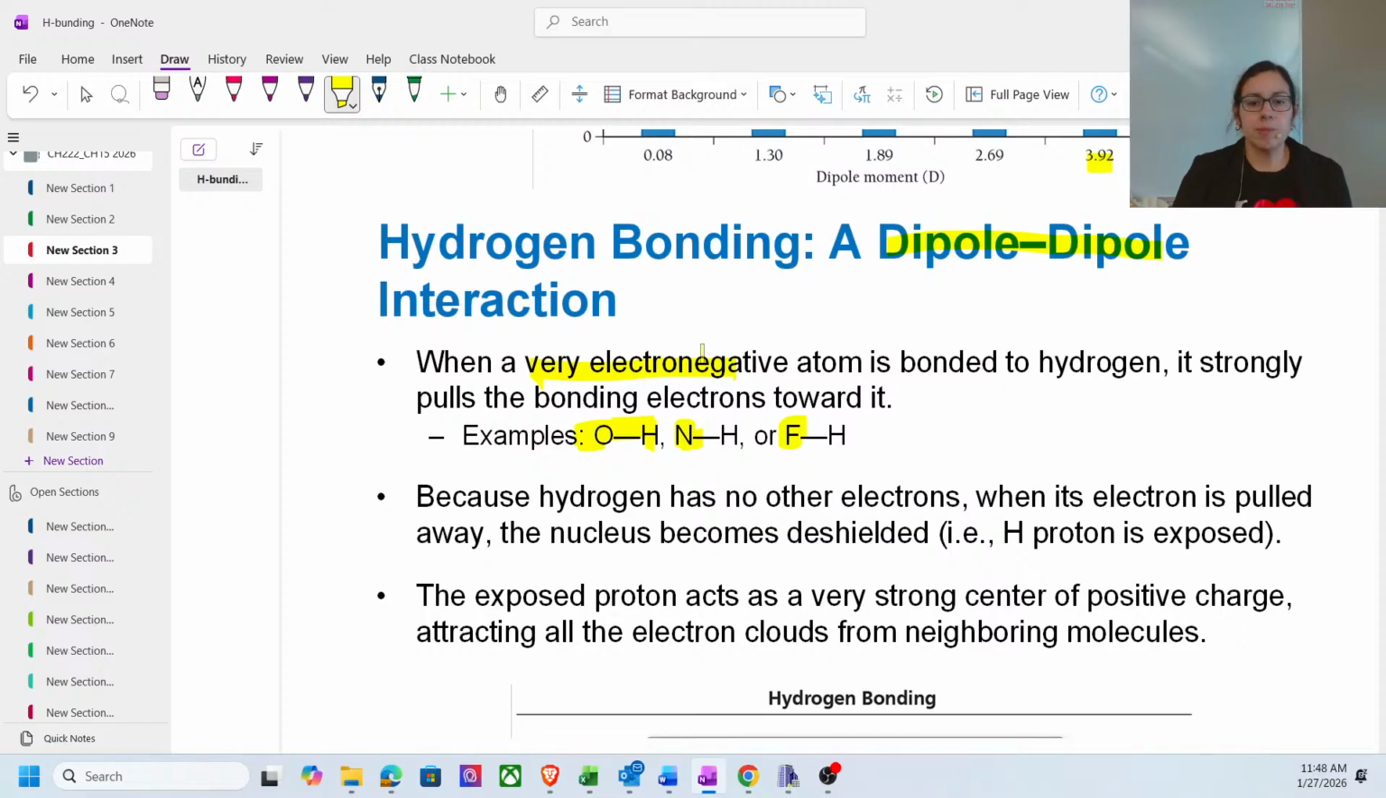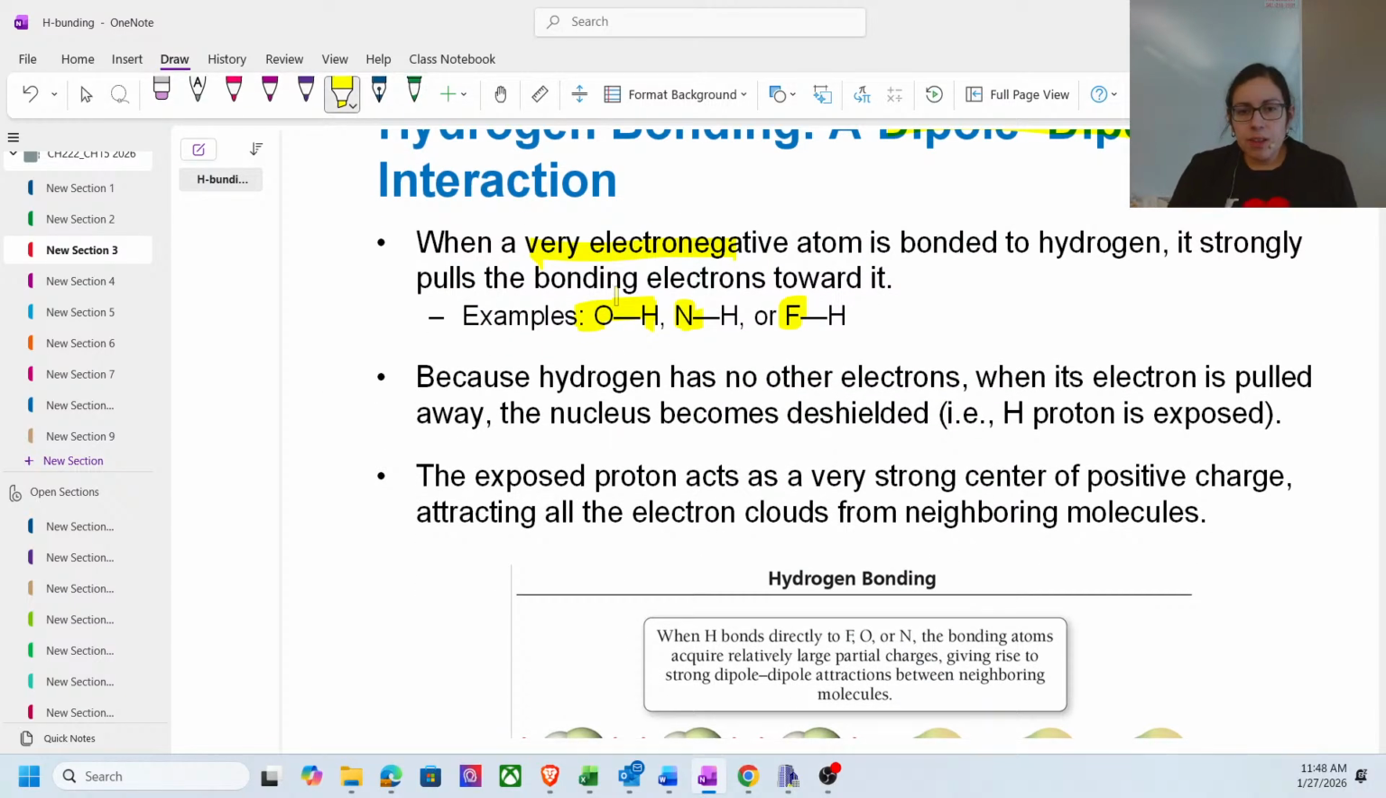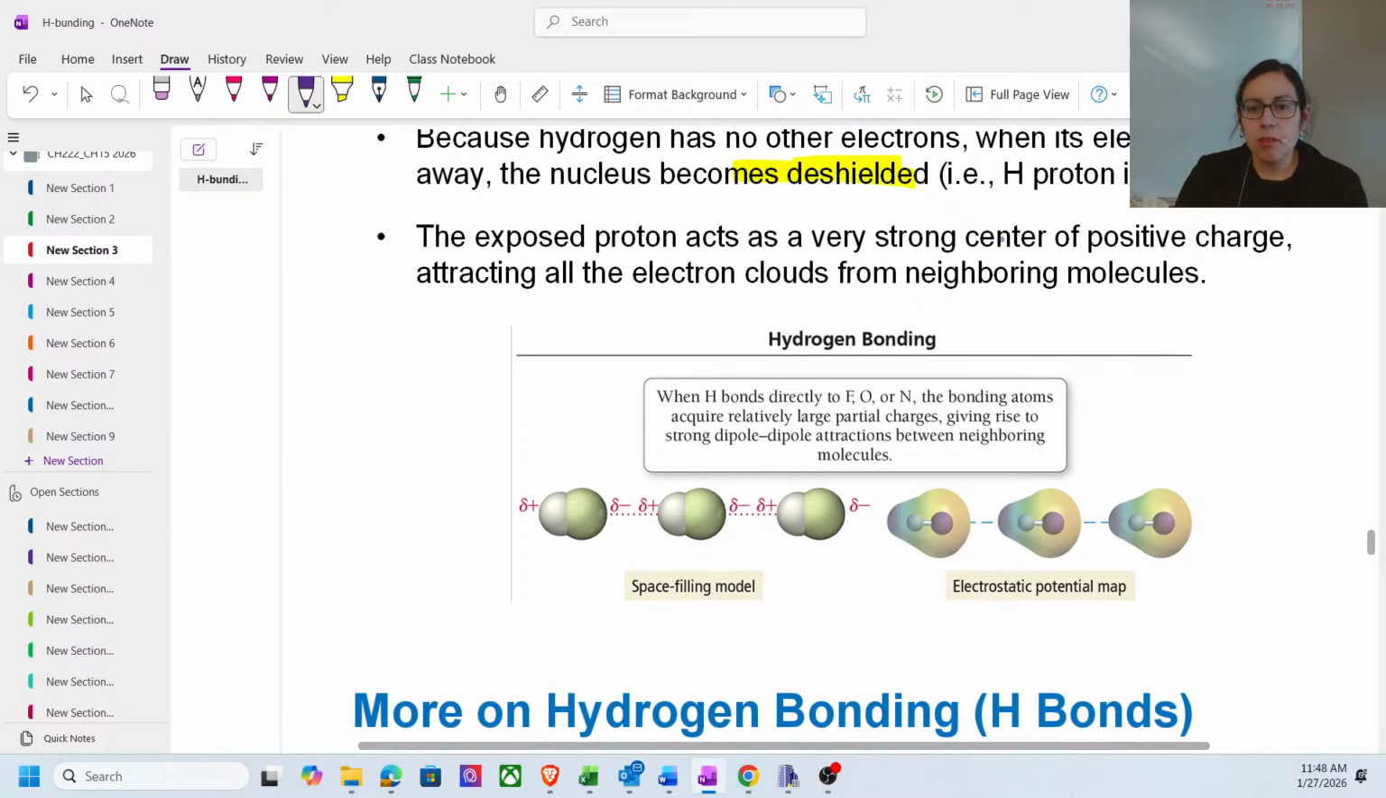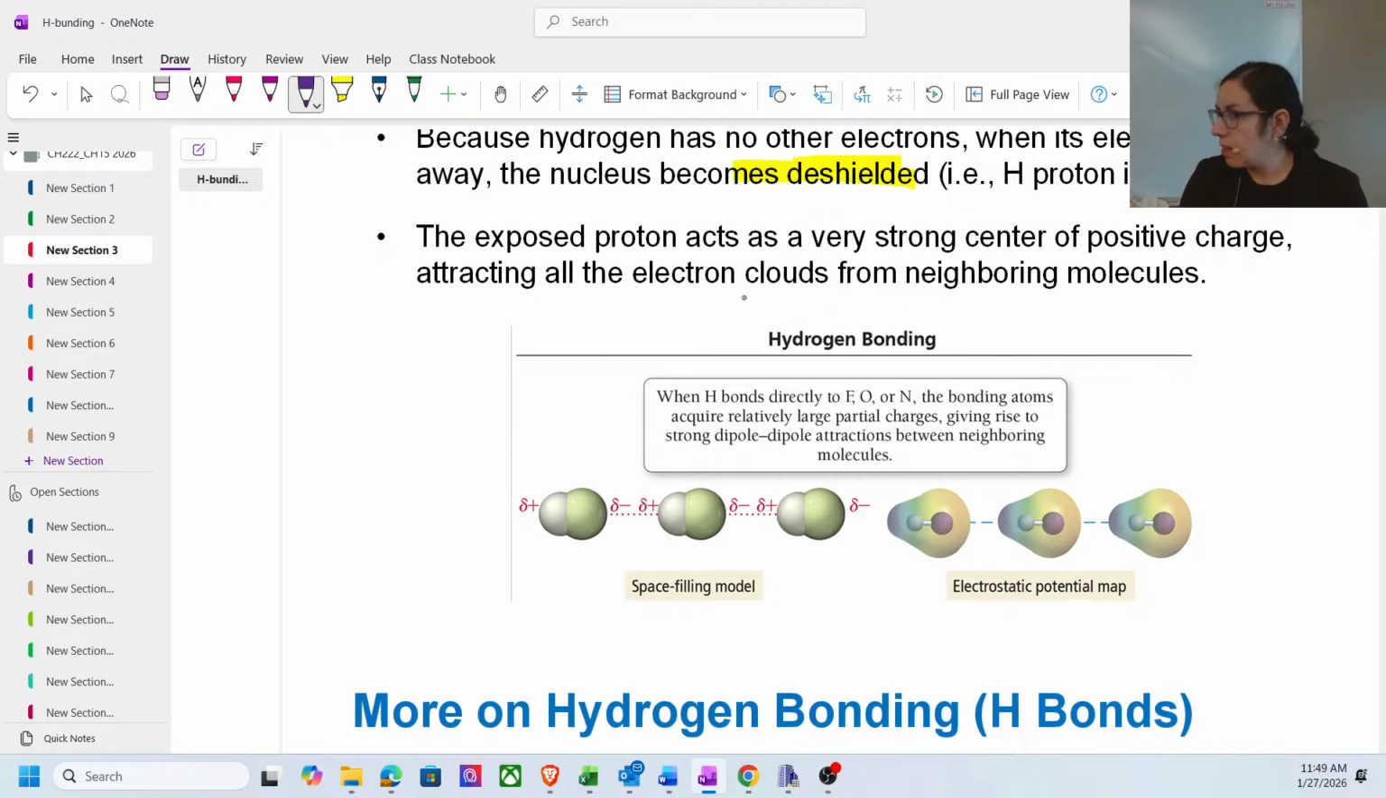Very specific case. And so the significance is when we have these very electronegative atoms, like I was saying, it basically strips our hydrogen of all electron density. And so the proper term is, it's called de-shielded. So our hydrogen becomes de-shielded. And again, that makes it very polar. So our proton is basically exposed. We can almost think of this as just a proton. And so that makes it a very strong center of positive charge. And again, it's going to be attracting the electron clouds from other neighboring molecules.